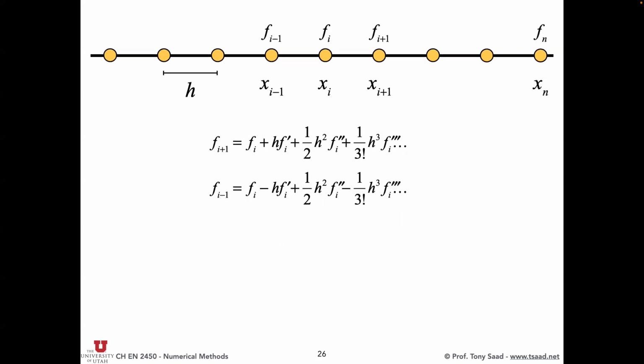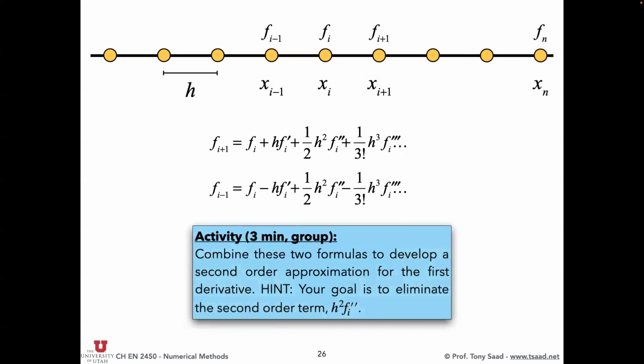So I'm going to give you these two Taylor series, f i plus 1 and f i minus 1, both around point i. And then I'll ask you to combine them in a smart way, add them, subtract them, multiply them, whatever you want, to come up with an estimate for f prime i that is second order. So the truncation error has an h squared in it.